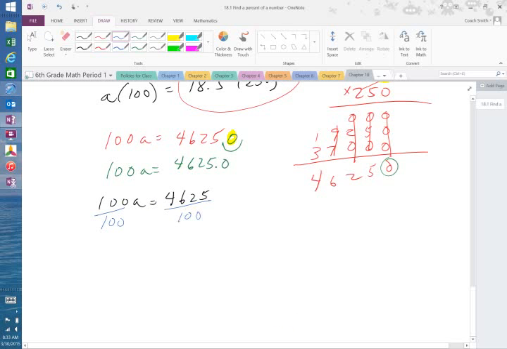Okay, remember we said on Friday that when I'm dividing by 100, it's simply taking 4,625 and moving the decimal twice to the left because I have two zeros. Okay, I have two zeros, so I've got to move it 2 places to the left, which gives me A is equal to 46.25. Okay, which we already know is the correct answer.